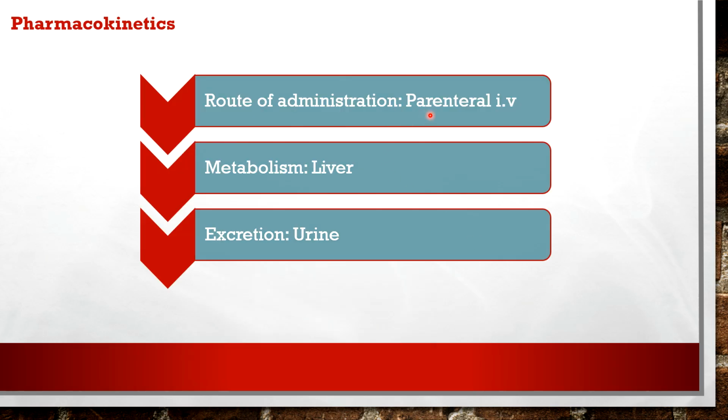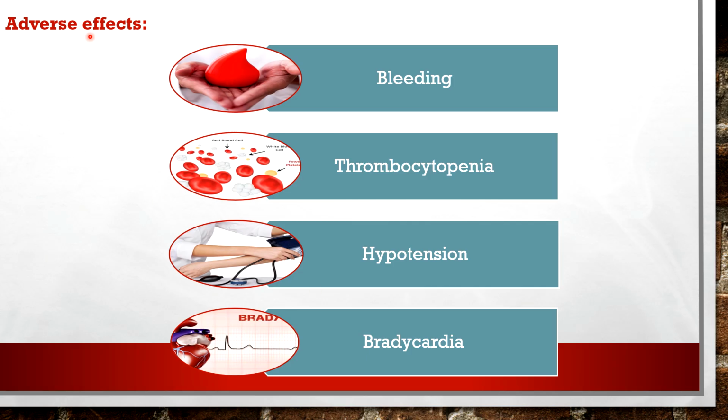Pharmacokinetics. Usually abciximab is administered by the parenteral route, that is the intravenous route, and it is metabolized in the liver and excreted through urine. Adverse effects. Usually it causes bleeding. Why does it cause bleeding? Because it affects the platelets.